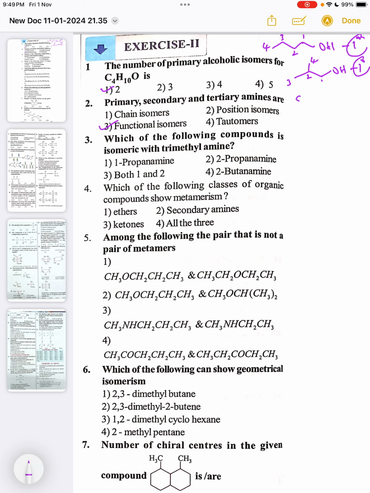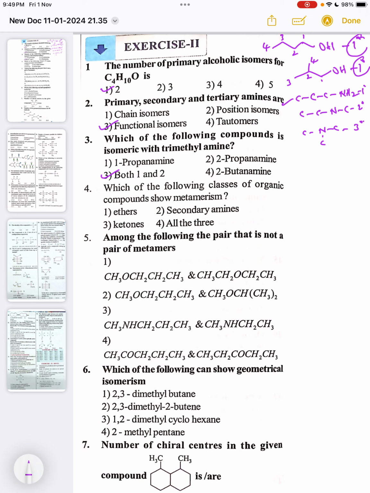Primary, secondary and tertiary amines are functional isomers. So that is amines, NH2, C, N, C. This is secondary, this is primary, and another one is this. So this is tertiary. All these are functional isomers. Which of the following compounds is isomeric with trimethylamine? Trimethylamine is nothing but again the same. So primary and secondary, that is 1-propanamine and 2-propanamine, both will come. So this is related to the second question only.